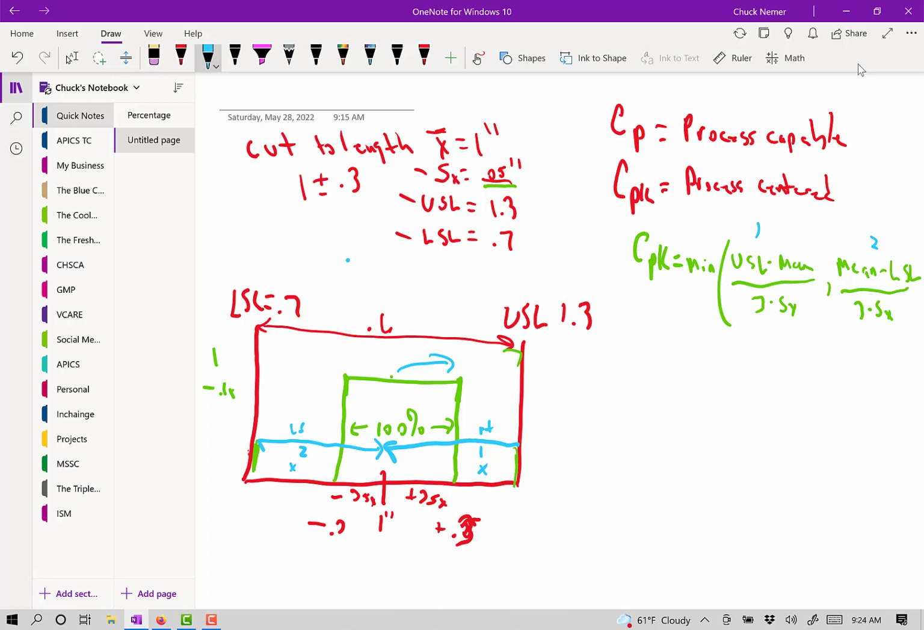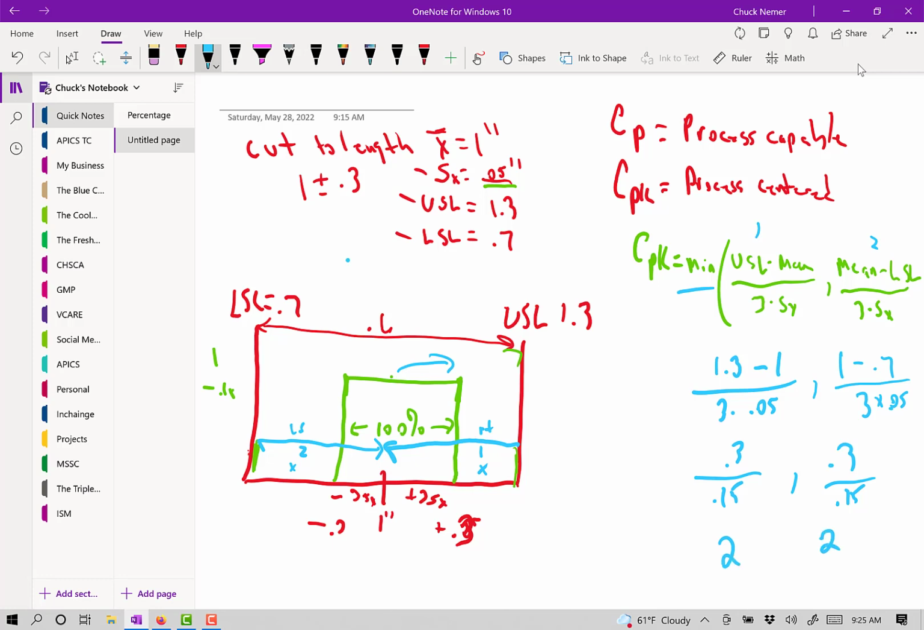So let's put some math in here. Upper spec limit 1.3 minus the mean of 1 divided by 3 times the standard deviation. Okay, so that's 100% of the possibilities on the right side. The other side is the mean of 1 minus the lower spec limit of 0.7 divided by 3 times 0.05. So I get 0.3 divided by 0.15 and 0.3 over 0.15. And it says use the minimum. In this case, they're both equal to 2 because I set it up to be perfectly centered.